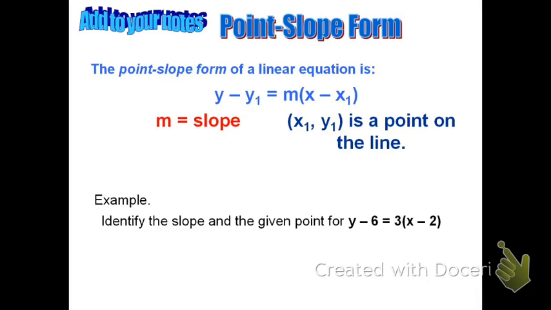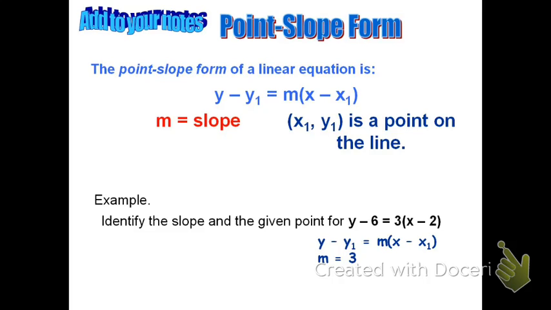For example, if I give you the equation y minus 6 equals 3 quantity x minus 2, we can identify the slope and the point that this line passes through. To do this, we start by looking for the number in front of the parentheses. In this case, it's 3. The 3 quantity x minus 2 tells me that the slope of this line, in this form, is 3.